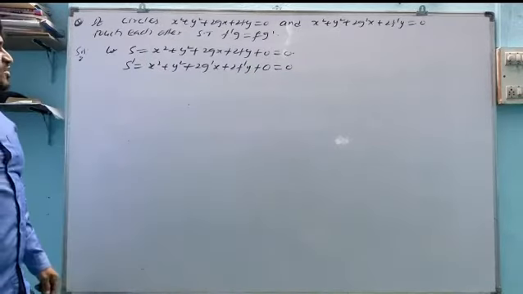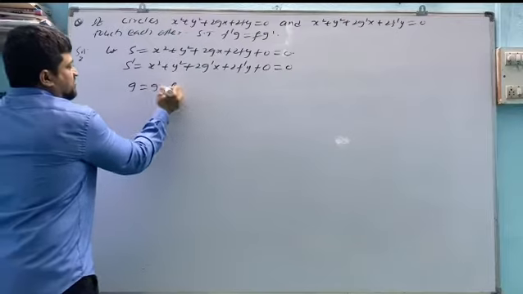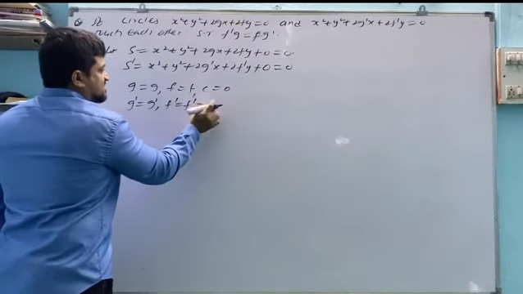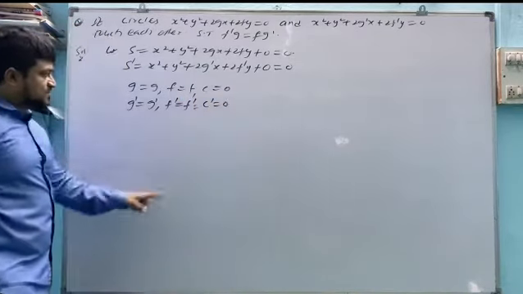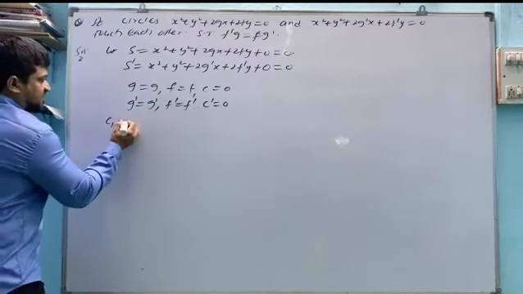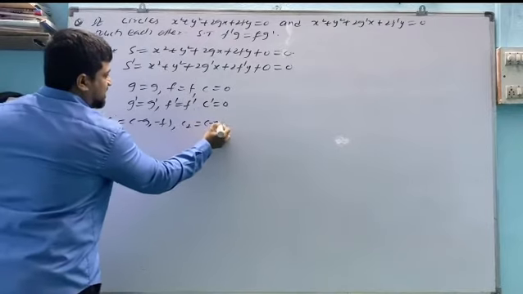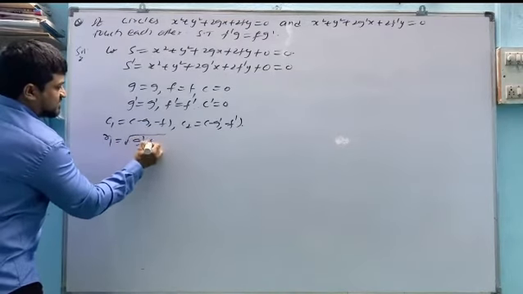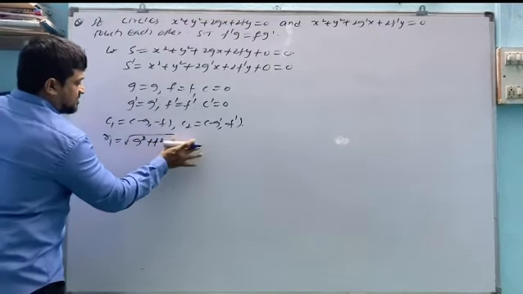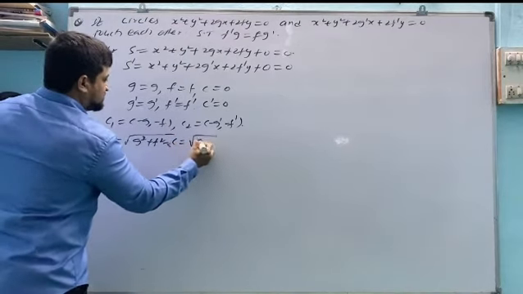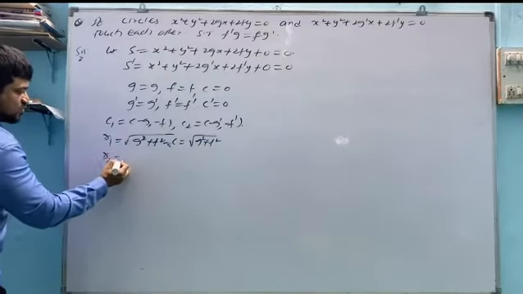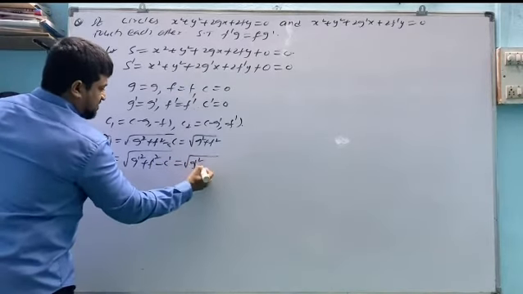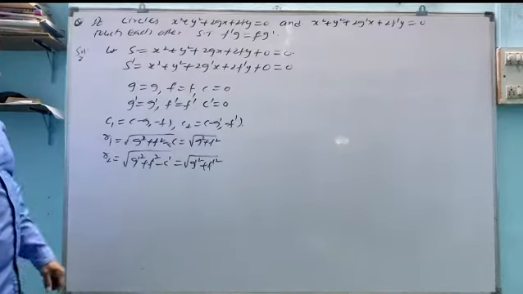There is no c value. Then g is g, f is f, c is 0. Similarly, g dash is g dash itself, f dash is f dash, and c dash is 0. Then what we have? Center 1 is minus g comma minus f. Center 2 is minus g dash comma minus f dash. Then radius 1 is root of g square plus f square minus c, so root of g square plus f square, since c is not there. R2 is root of g dash square plus f dash square minus c dash, which is root of g dash square plus f dash square, because there is no c dash. So we have r1, r2.